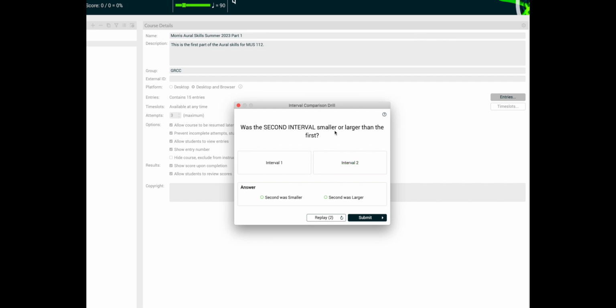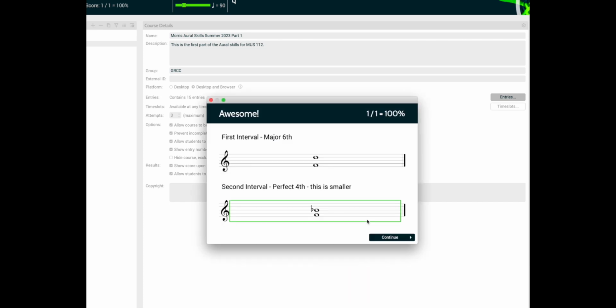So you hear two intervals, interval 1 and interval 2. Now we haven't really talked about intervals, so we're just jumping into this, but an interval is the distance between two notes. So we can listen to this again. You get some replays here, so let me just click on replay. Well, it seems to me the first interval is larger than the second. So they're asking, was the second interval smaller or larger? I'd say the second interval was smaller. So let's click on that.